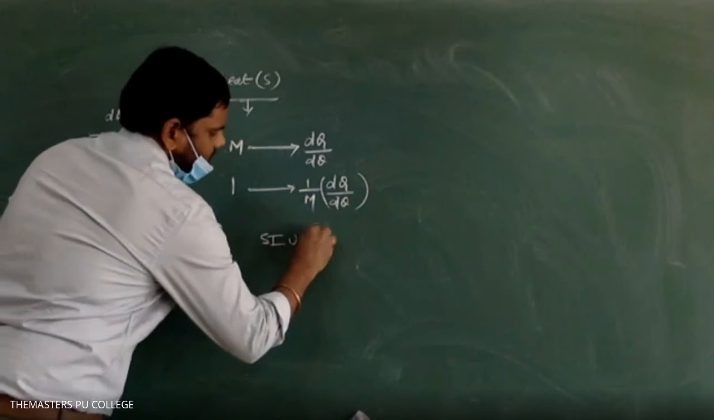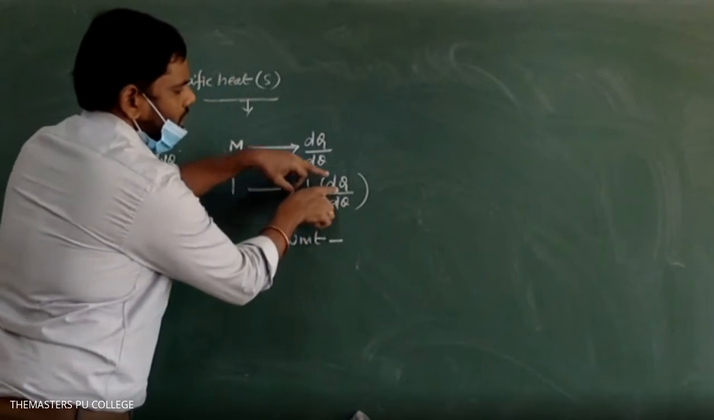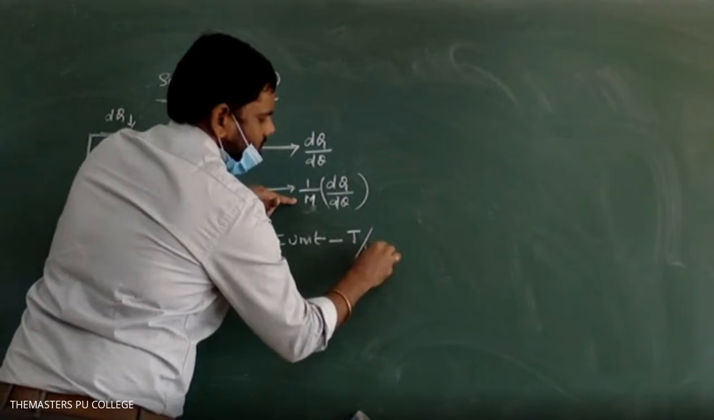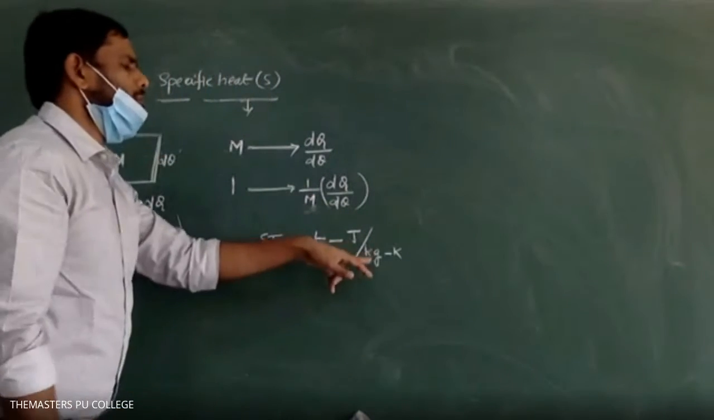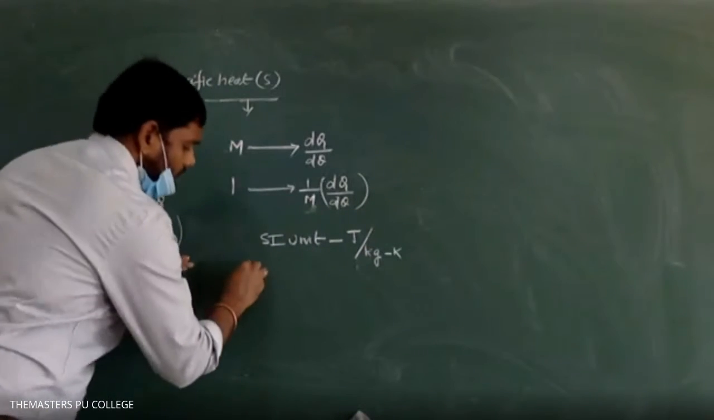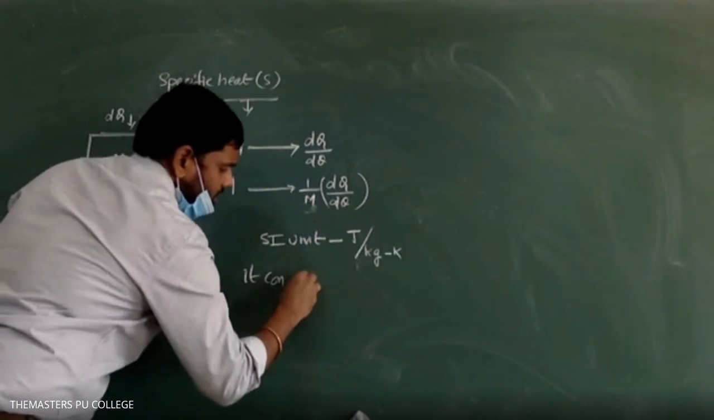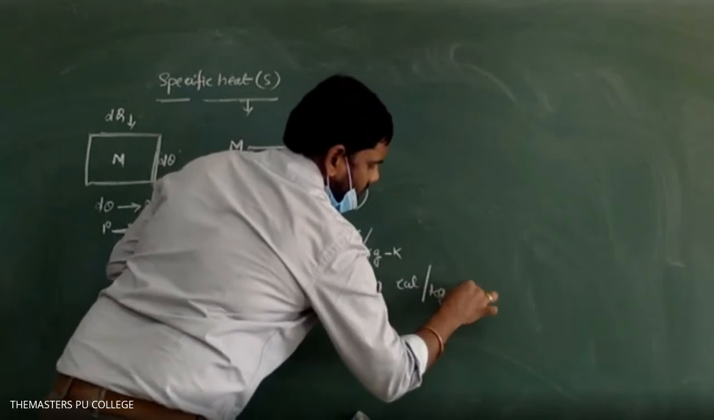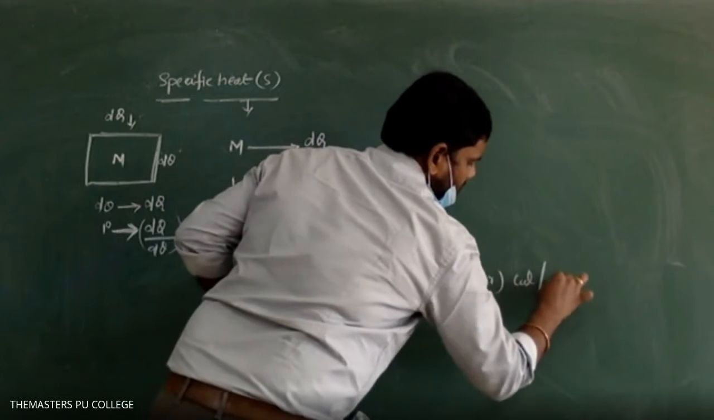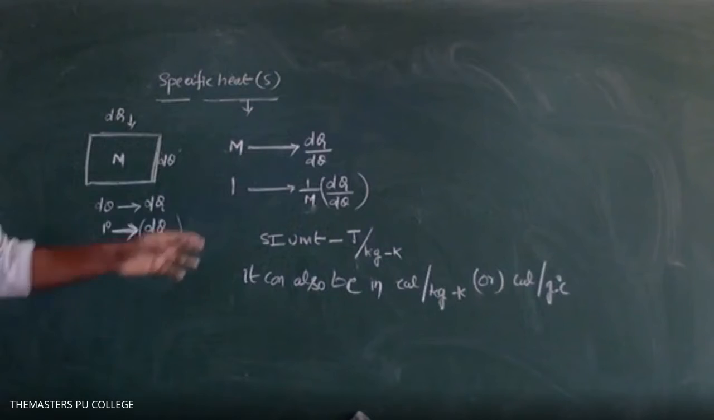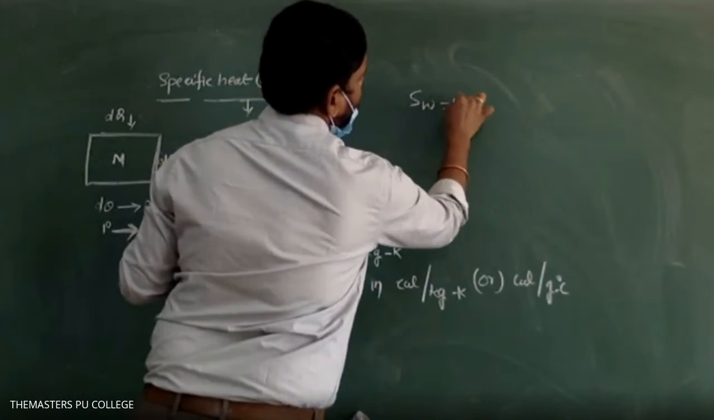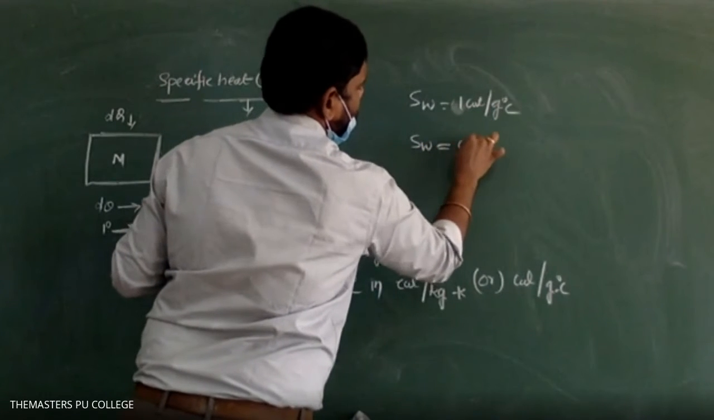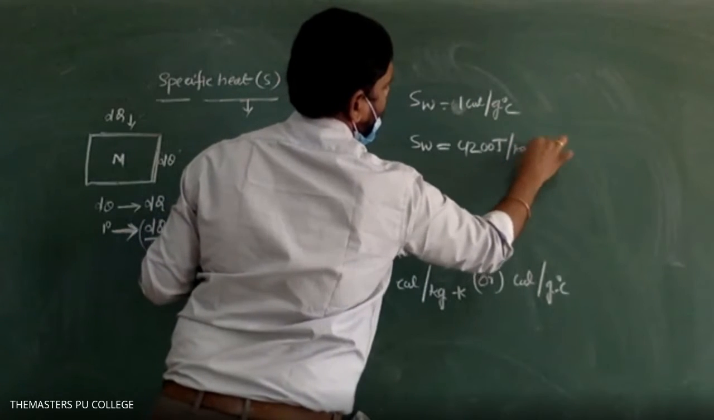What is the SI unit of specific heat? According to the formula, the numerator stands for dQ, energy, whose SI unit is joule. In the denominator, mass and temperature are there. Mass SI unit is kg and temperature SI unit is Kelvin. Joule per kg Kelvin is the SI unit of specific heat, and it can also be measured in calorie per gram centigrade. For example, the specific heat of water is 1 calorie per gram centigrade, or in SI units, 4200 joule per kg Kelvin.